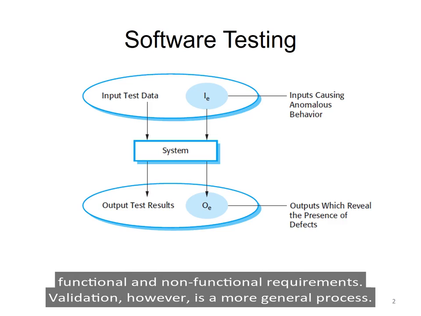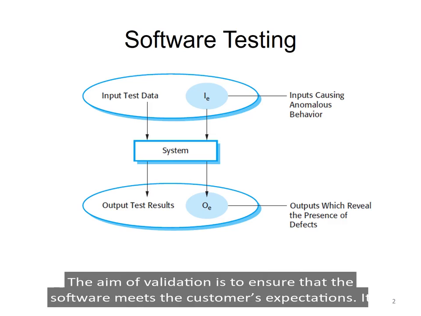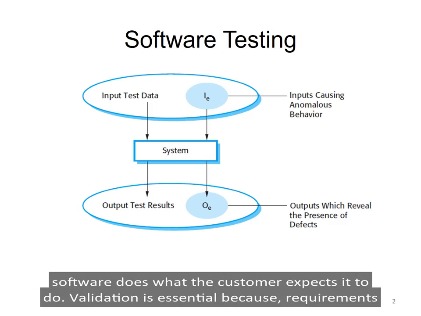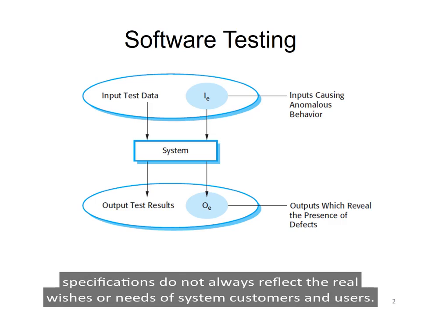Validation, however, is a more general process. The aim of validation is to ensure that the software meets the customer's expectation. It goes beyond simply checking conformance with the specification to demonstrating that the software does what the customer expects it to do. Validation is essential because requirements specifications do not always reflect the real wishes or needs of the system customers and users.